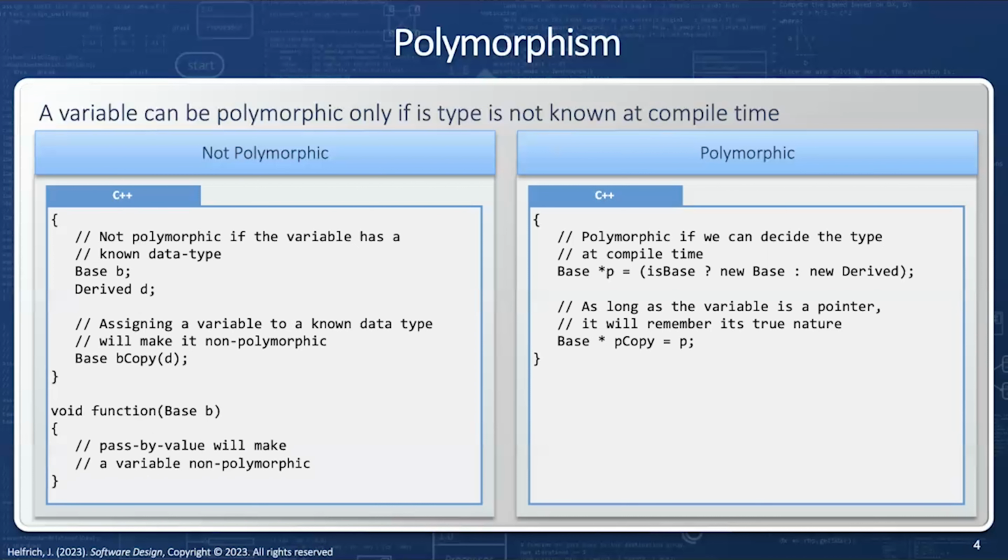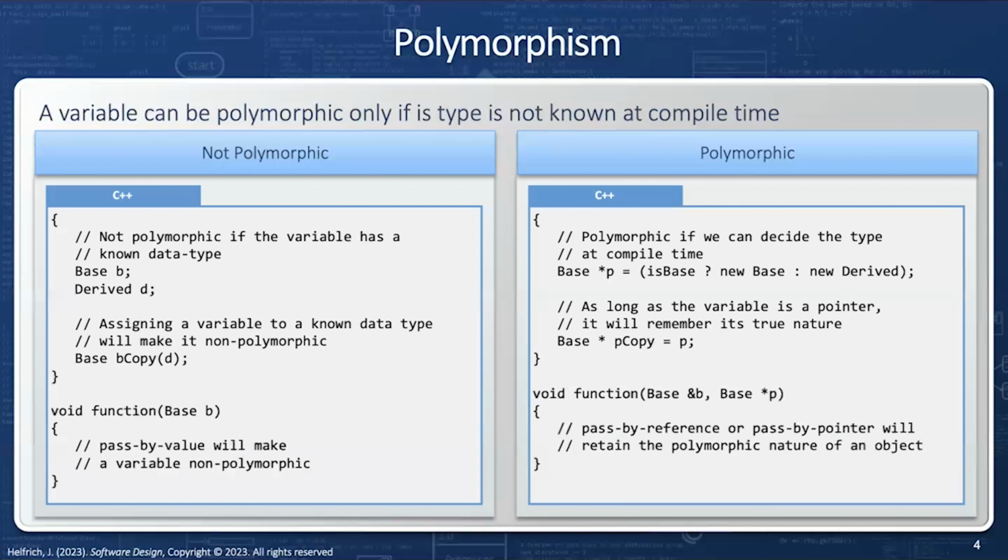Now, this is especially obvious when I pass an object as a parameter to a function. If I do a pass by value, then I'm going to make a copy of my value, which means it's no longer going to be the derived class. It will always be the type specified by the copy. And pass by value makes this non-polymorphic. However, if I pass by reference or pass by pointer, then it is polymorphic, and I retain its polymorphic nature. Let's have a demo to take a look at how this works.